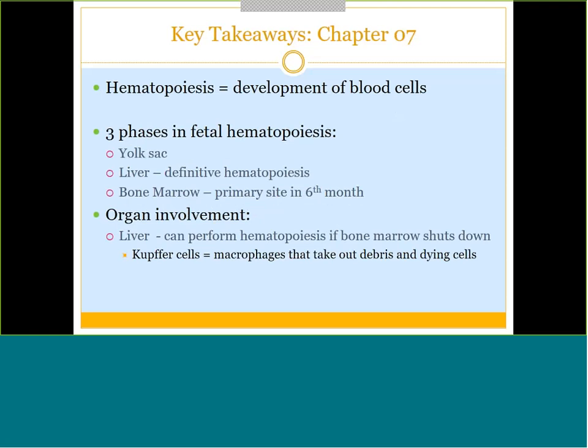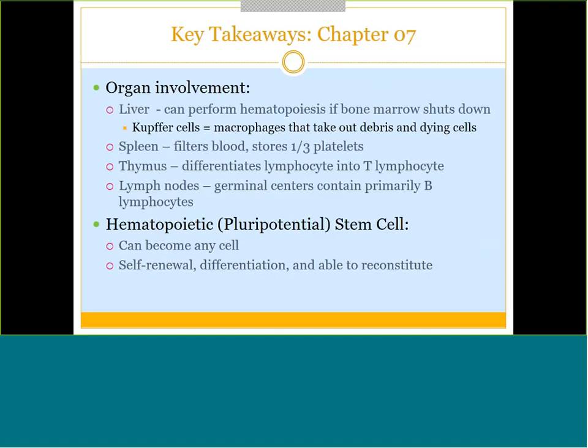As far as other organs that are involved in different things, the liver can pick up and perform hematopoiesis if your bone marrow should ever shut down and fail. There are also cells within the liver called Kupffer cells that are macrophages, and they do a lot with helping get rid of debris and dying cells. Other organs, spleen. Spleen performs a lot for us, but mainly it just always is filtering blood. There's macrophages in the spleen as well, looking for dying cells, old cells, things that just shouldn't be there, that kind of thing. And then the spleen will also store a third of our platelets at any time.